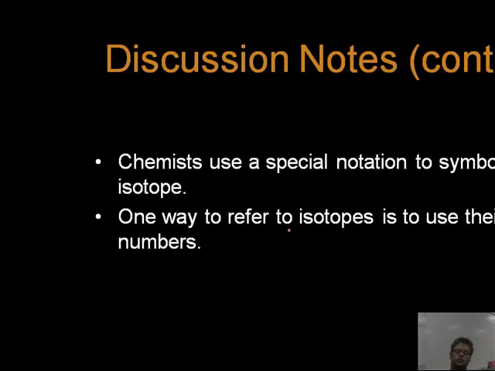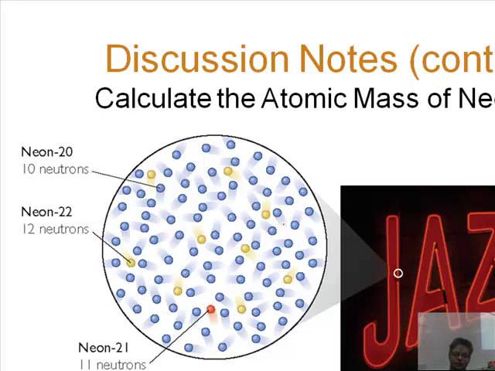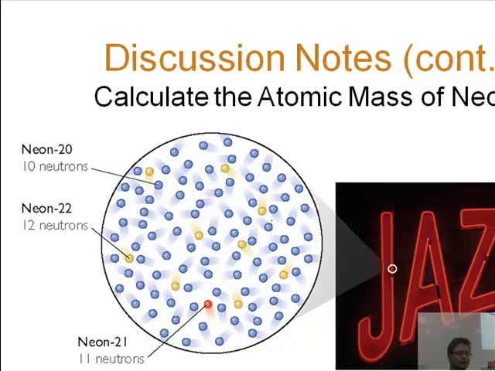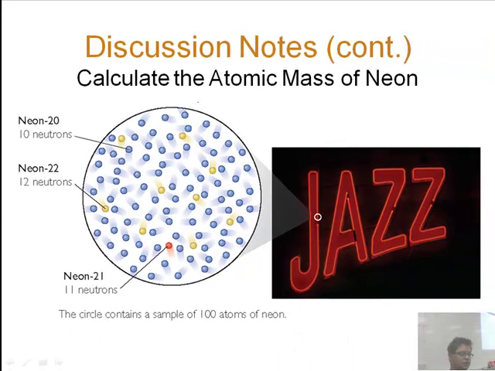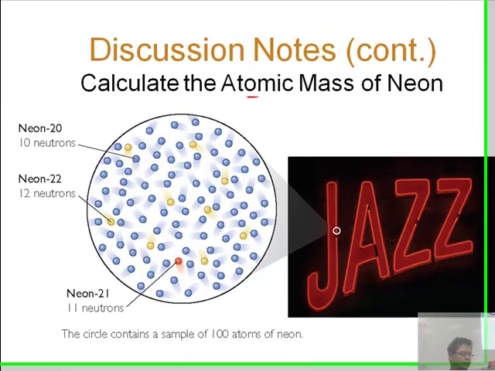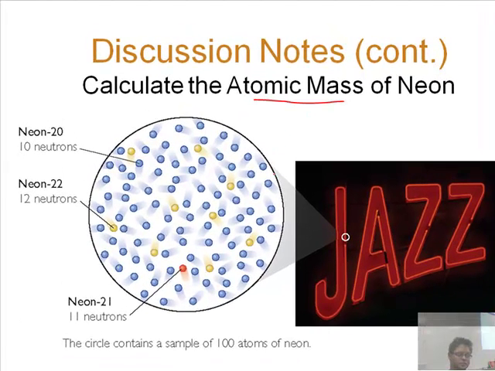Now, special notation is used to symbolize an isotope. One way to refer to isotopes is to use their mass numbers. So let's see if we can calculate the atomic mass of neon. If you look at this picture, calculate what would be the atomic mass of neon using this picture. We've got 3 types of neon. Take a moment to do that.